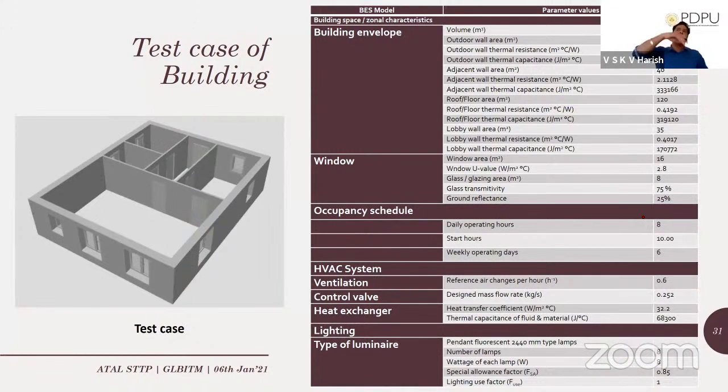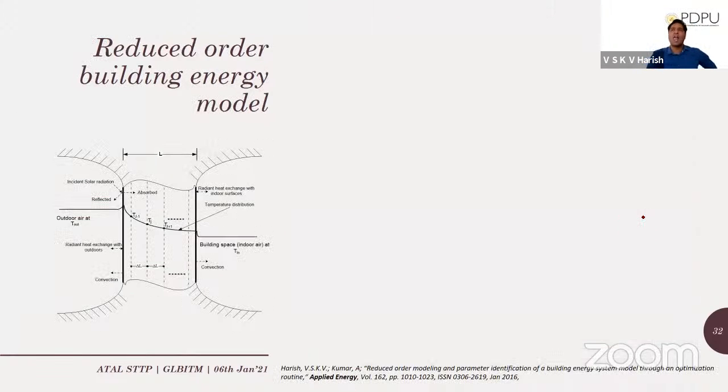As we all know, whenever we work on an electrical power transmission or distribution system, we use IEEE test bus systems or other test bus systems. Similarly, we used ASHRAE test cases, where we developed an ASHRAE test building room. And these were the parameter values that you are seeing on your screen.